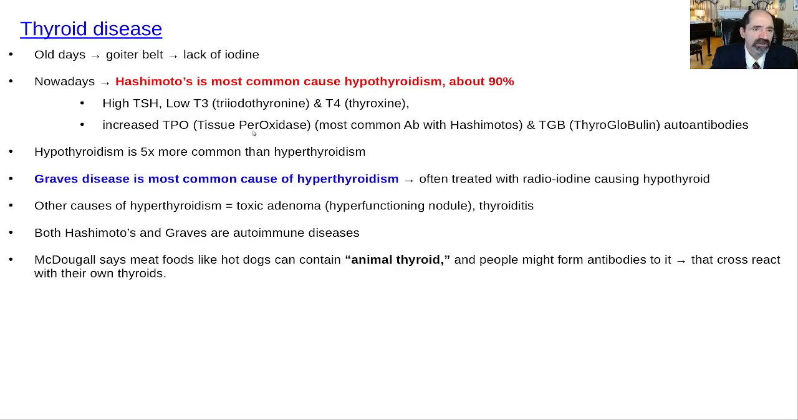Increased TPO, thyroid peroxidase autoantibody, is the most common autoantibody with Hashimoto's, and that's related to the production of thyroid hormone. Also increased are thyroglobulin autoantibodies. Those would be characteristic of making a more precise diagnosis of Hashimoto's. Hypothyroidism is about 5 times more common than hyperthyroidism. Graves is the most common cause of hyper. It's often treated with radioiodine, which then causes hypothyroidism. A lot of patients nowadays, too, are hypothyroid because they had surgery, having had the thyroid resected for thyroid nodules that were cancerous, for example.